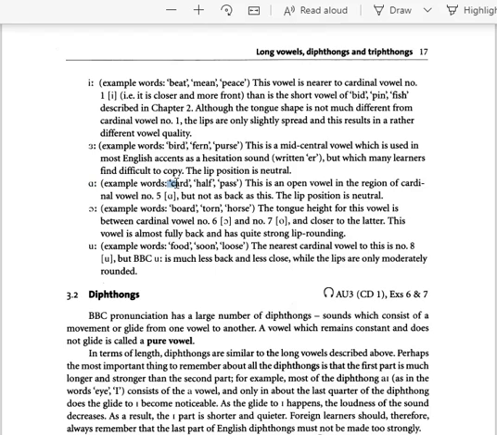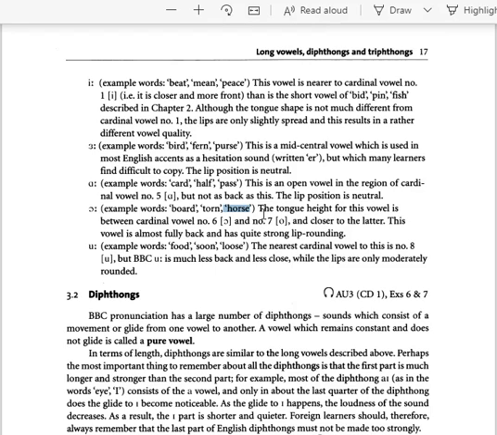The long vowel A, example words: card, half, pass. This is an open vowel in the region of cardinal vowel number 5, but not as back as the short vowel. The lip position is neutral. The long vowel O, example words: pot, torn, horse.